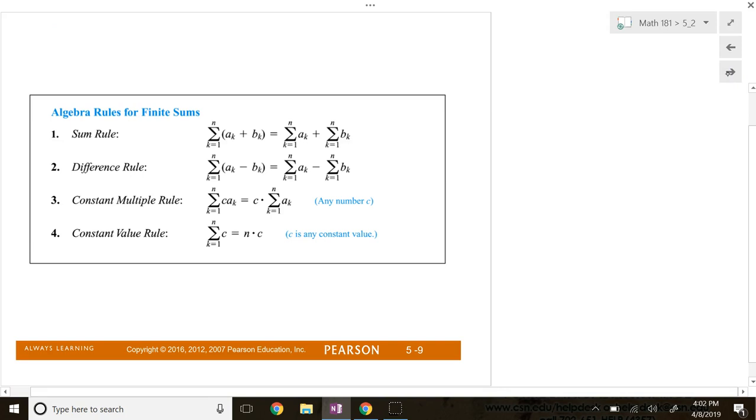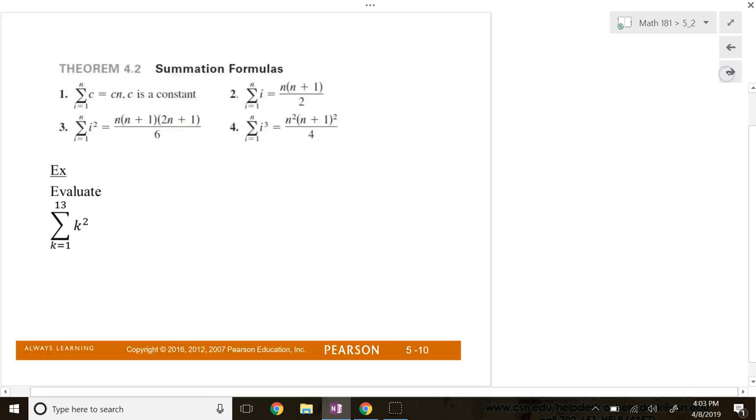You can add them, you can split them up, right? You just do the summation of that one plus, and you do the summation of the other one, you subtract it, you can put that constant out in front. Summation, if this is just a constant term, it just ends up being n times that constant on that one. So here's some formulas as well.